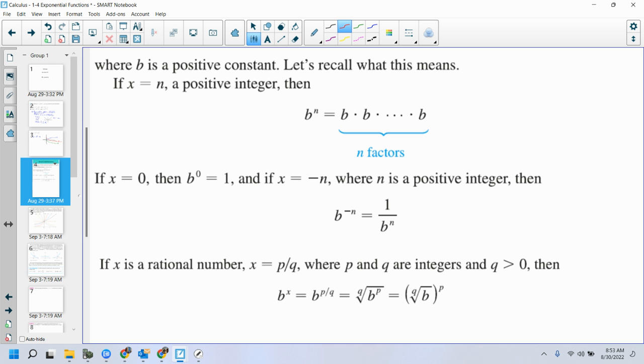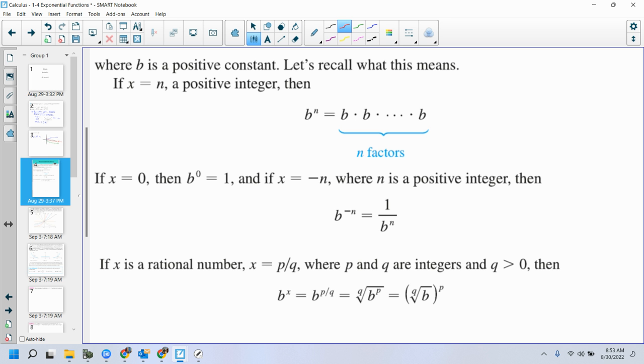But if b to 0 is equal to 1, and if x is equal to negative n, where n is a positive integer, then b to the negative n is equal to 1 over b to the n. So remember that if you have a negative exponent, that just flips it into the denominator, right? So that would be like 1 over 2 to the second power, 1 over 2 to the third power, 1 over 2 to the fourth power. It would just be making it smaller and smaller and smaller. The bigger values of x would actually make the number smaller when you have a negative exponent. And that's something that's going to be very, very important.